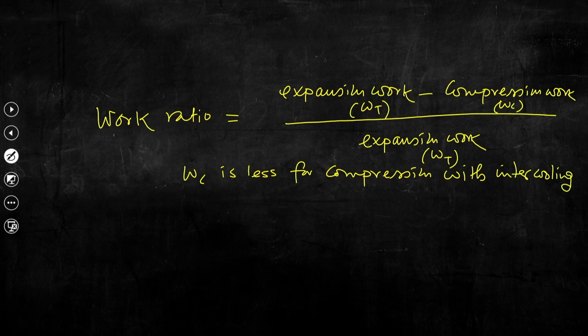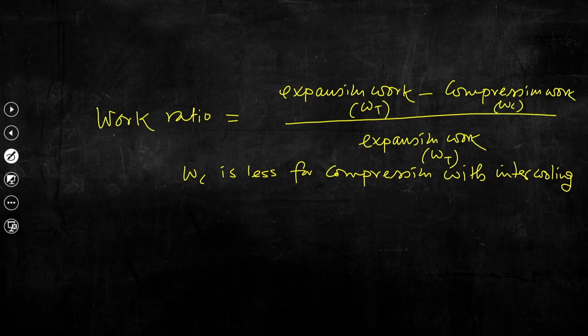Hence, the work ratio will be more. If this is less, then the work ratio will be more for the compression processes, or for the gas turbine unit having multi-stage compression. The question is, although we can ensure that the work ratio will be high, still the efficiency of the gas turbine units having multi-stage compression is less.